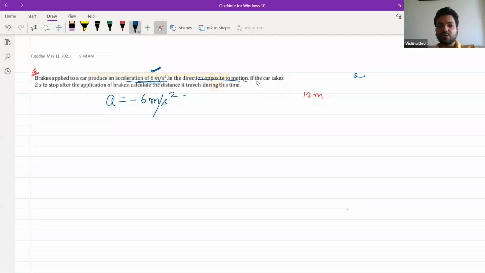Okay. So if the car takes 2 seconds to stop, it means we are talking about the final case where the final velocity will be 0. And how much time does it take to stop? That is 2 seconds. You have to calculate the distance that it travels during this time.